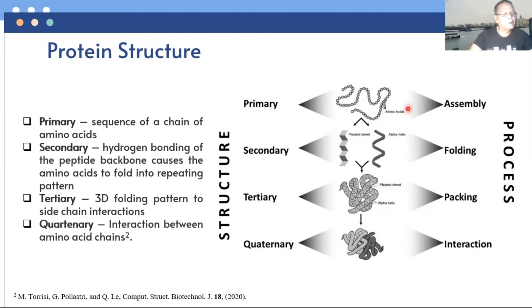Now let's see this figure. This is the structure and this is the process. Let's see this one. Primary, the process is to assemble. Secondary, folding. Tertiary, packing. And the last, quaternary, interaction.